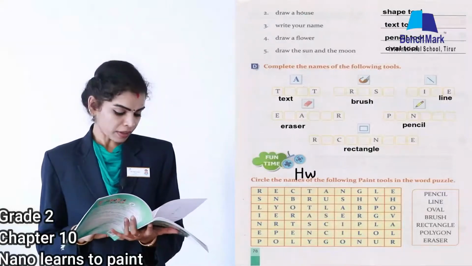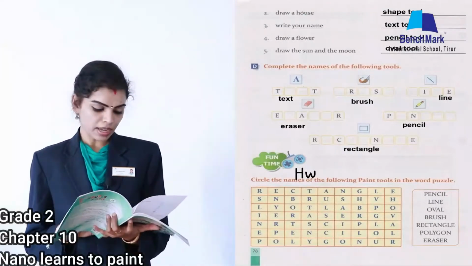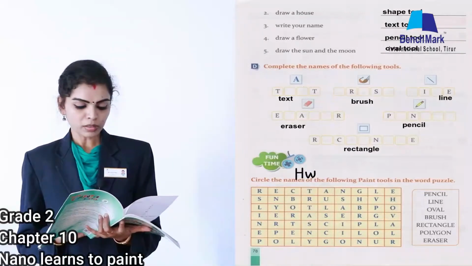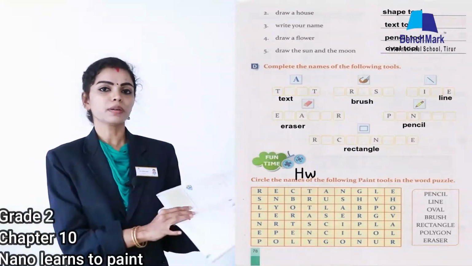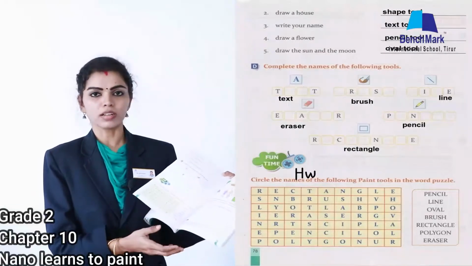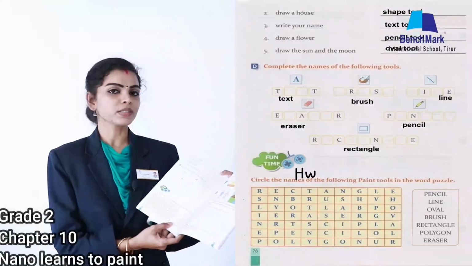At last we have fun time activity, that is at page number 78. Circle the name of the following Paint tool in the word puzzle. In the word puzzle they have given the names, you need to find these names and circle them. So this is homework for you guys, you need to do this at home. I hope MS Paint chapter is clear to you all. Kindly go through your text and we'll see you in the next class.